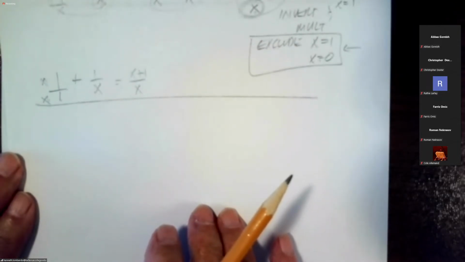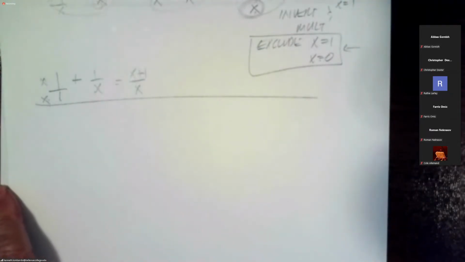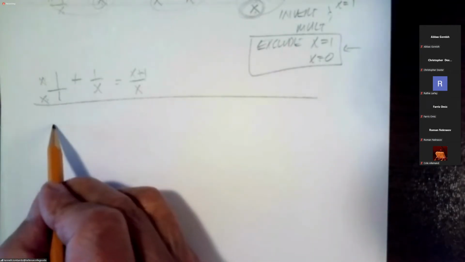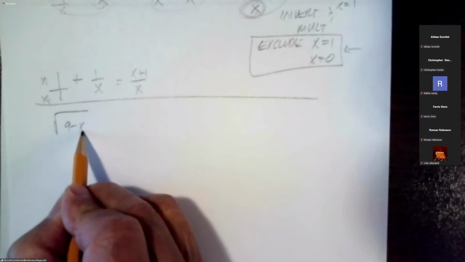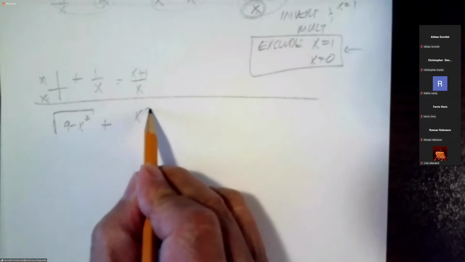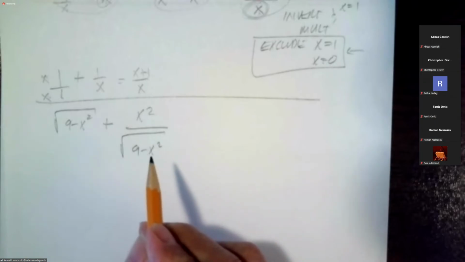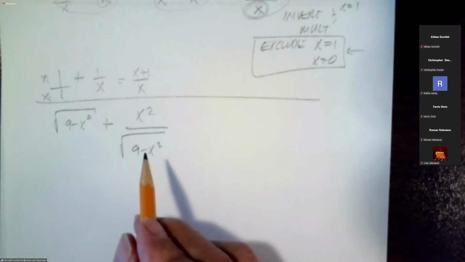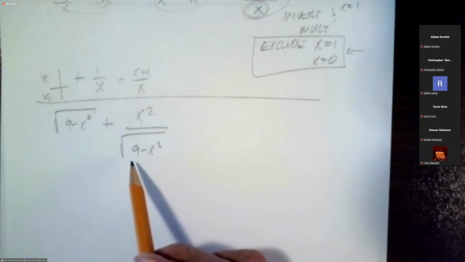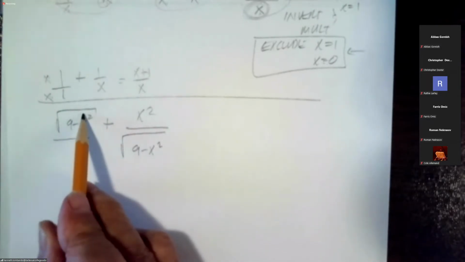Okay, let's see what example would be a good one here. Let's say I have root 9 minus x squared plus x squared over root 9 minus x squared. And I want to simplify this fractional expression. The concept that's different here is that this has radicals. So really, I'll put this over 1.